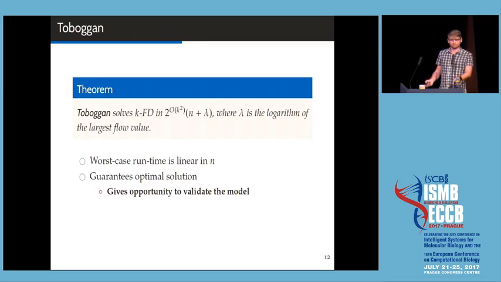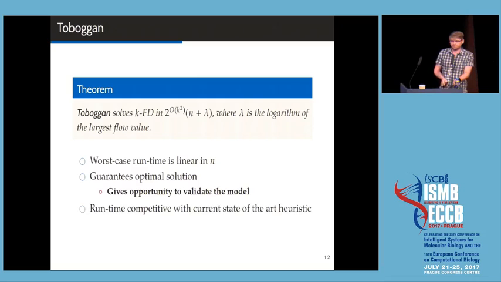We can look at the data that is there and see if the optimal solution that we found, that we know to be optimal, is actually what is there in the ground truth, to see if the assumption and the whole model with the flow network is a good way to model the sequence assembly problem. And we show in experiments that our runtime is competitive with the current state-of-the-art heuristic, which is the Catfish heuristic. And we believe that this algorithm is usable in practice.